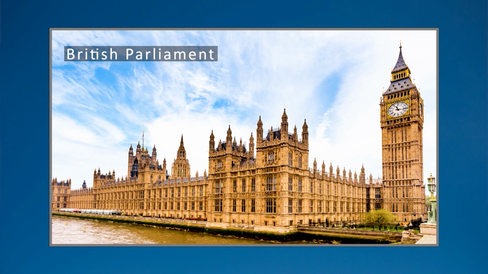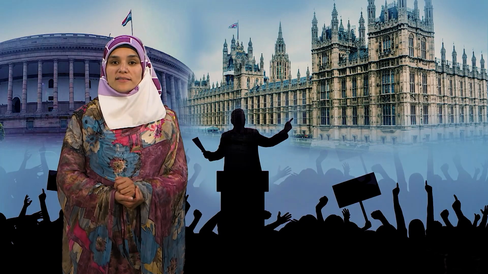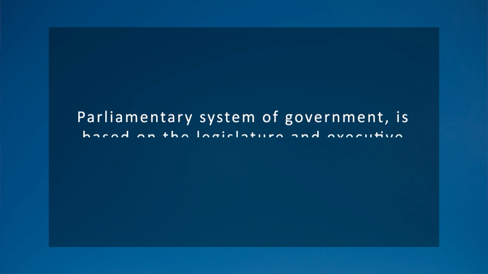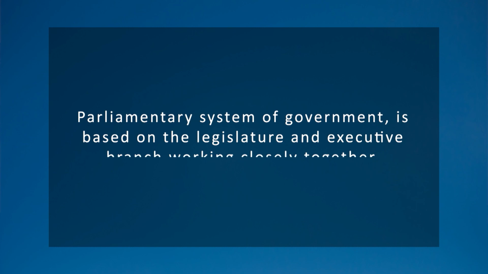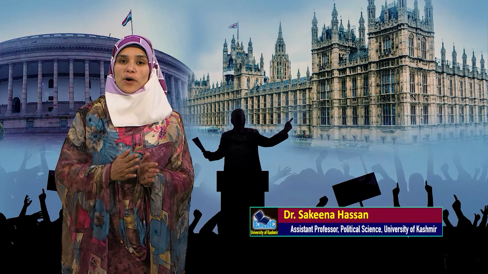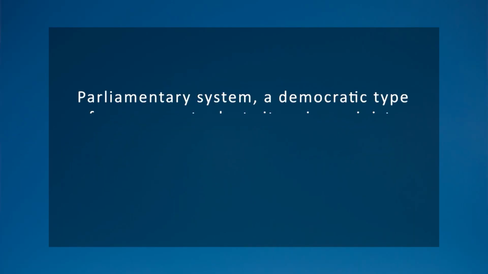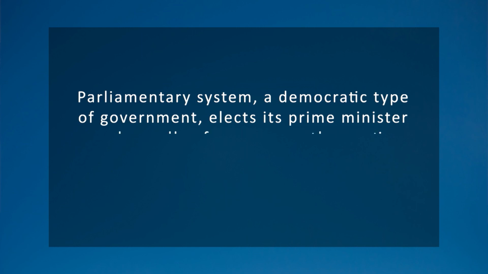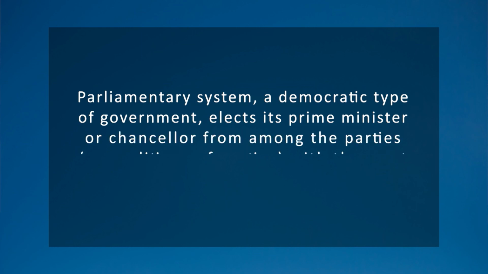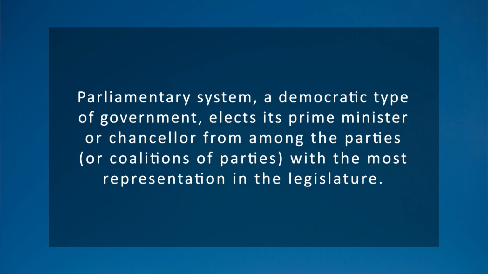The mother of all parliaments is the English Parliament. The cabinet government, also referred to as the parliamentary system of government, is based on the legislature and executive branch working closely together. The executive is answerable to the legislature and is only in power as long as the legislature continues to have confidence in it. The parliamentary system, a democratic type of government, elects its prime minister or chancellor from among the parties or coalition of parties with the most representation in the legislature.